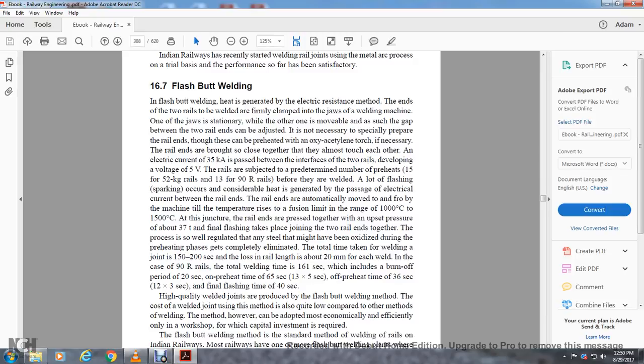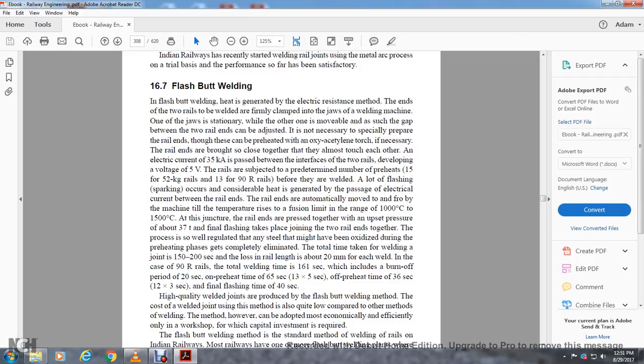At this juncture, the rail ends are pressed together with an upset pressure of 37 tons. Final flashing takes place, joining the two rail ends together. The process is so well regulated that any steel that may have been oxidized during the preheating phase gets completely eliminated. The total time taken in the welding of joints is between 100 and 200 seconds, and the loss of rail length is about 20 millimeters from the weld.